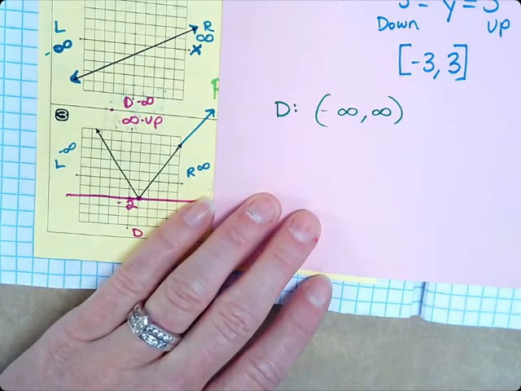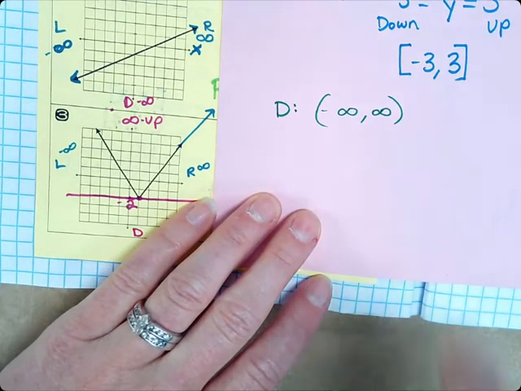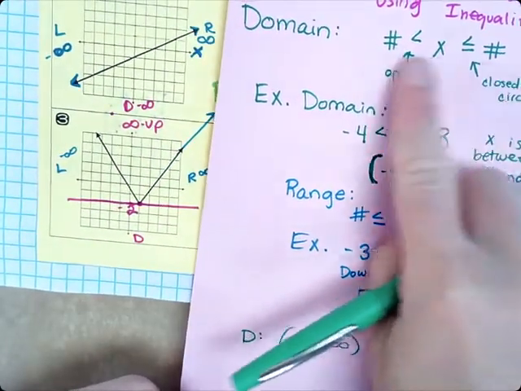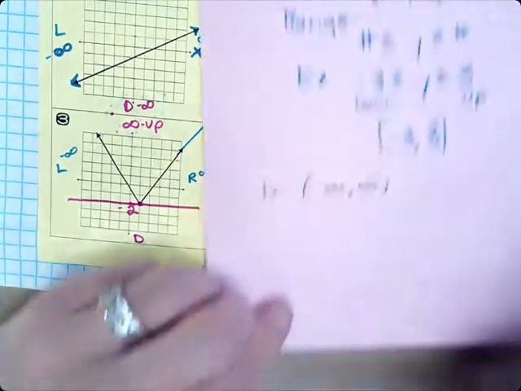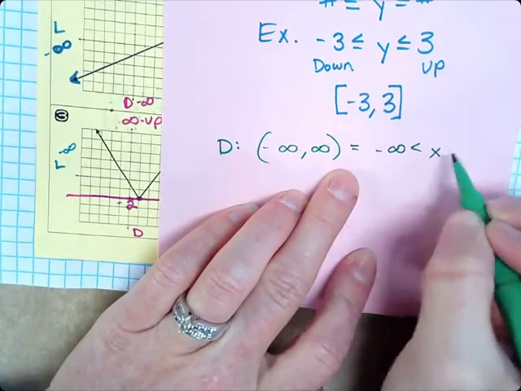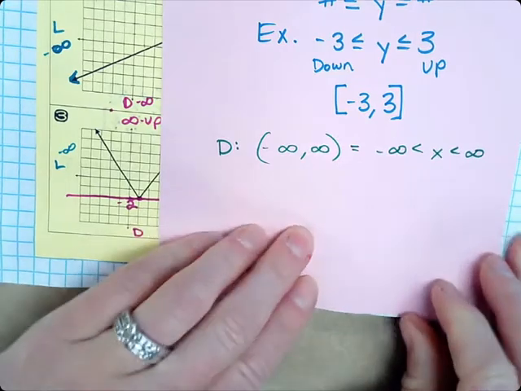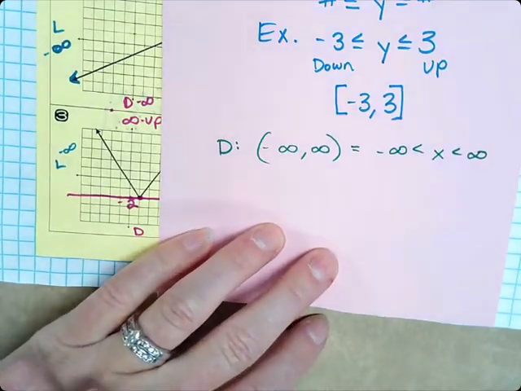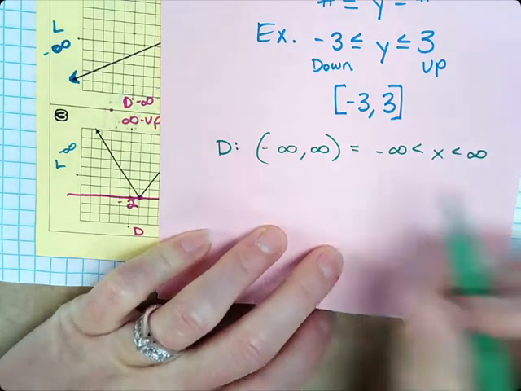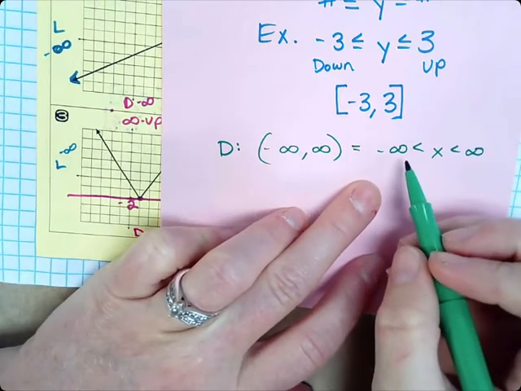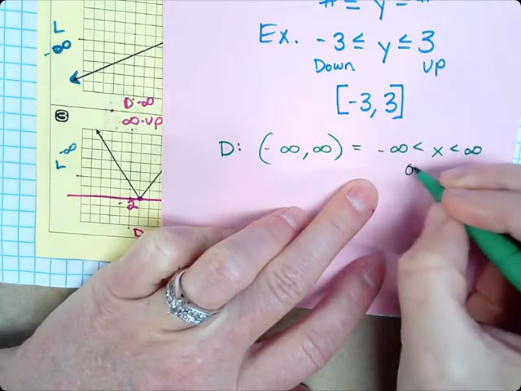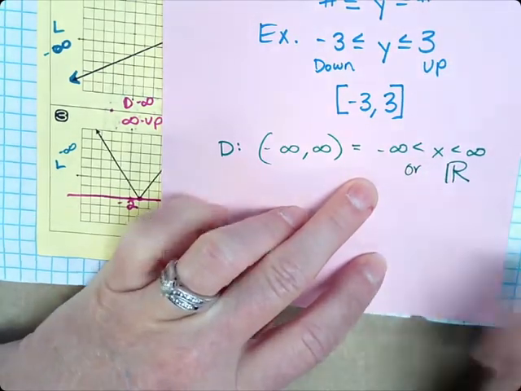As an inequality, we fill in the -infinity and +infinity where the two numbers would be. So it'd be -infinity is less than x is less than infinity. We always use that less than symbol because we're putting them in order from smallest to largest. An easier way to write this, though, is any number between -infinity and +infinity. So it is all real numbers.